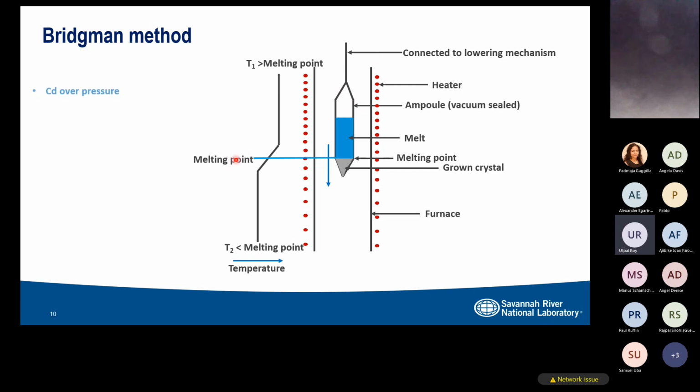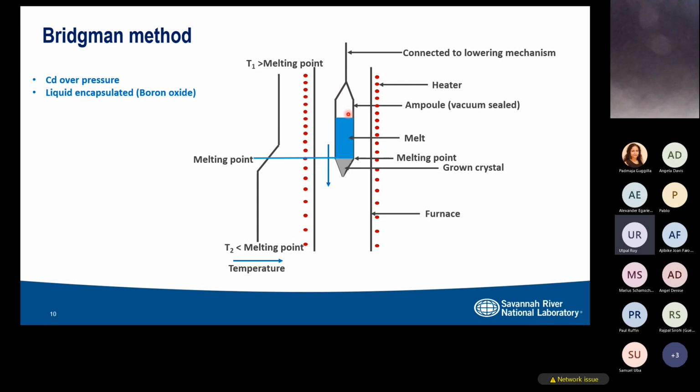And that liquid will prevent evaporation of cadmium from the melt. So we can put cadmium overpressure. That means we can put some cadmium container here that is at high temperature, and that itself will create cadmium vapor, and that will prevent any loss of cadmium from the melt. Another is liquid encapsulated. That means we put some liquid on the top of it so that it will prevent evaporation of cadmium from the melt.